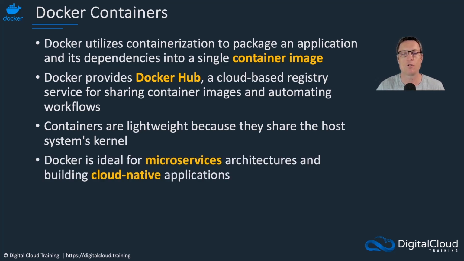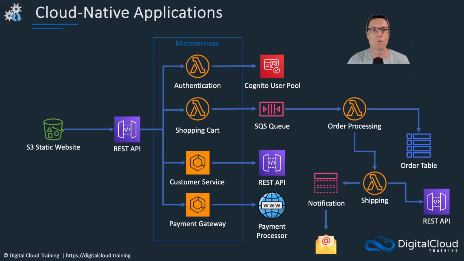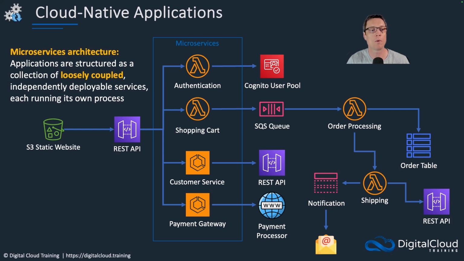So Docker is ideal for microservices architectures and building cloud-native applications. So what exactly are those? Well, here's an example of a cloud-native application. With cloud-native applications, we're leveraging the best of the cloud. So we're able to deploy things like microservices architectures where the applications are constructed of loosely coupled components. That means that we're separating different components of the application and deploying them individually. Here we can see we have the customer service. That's actually running on Amazon ECS. So this is Docker containers, what we're talking about in this lesson.